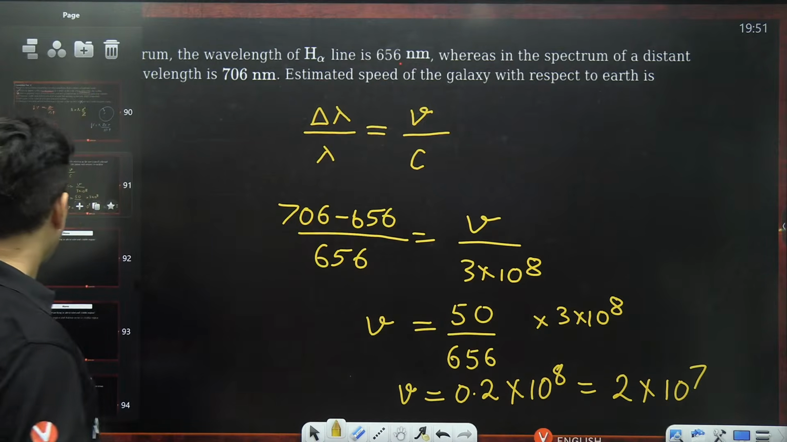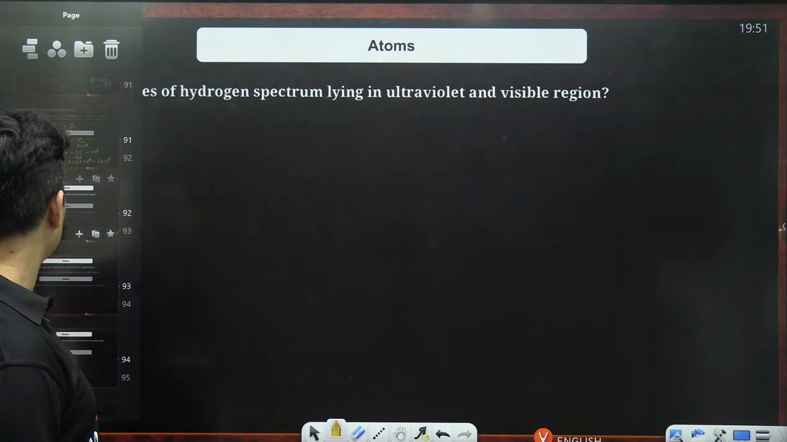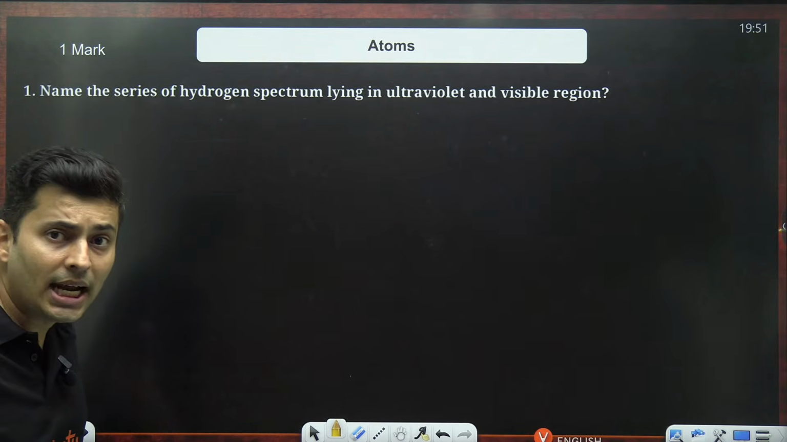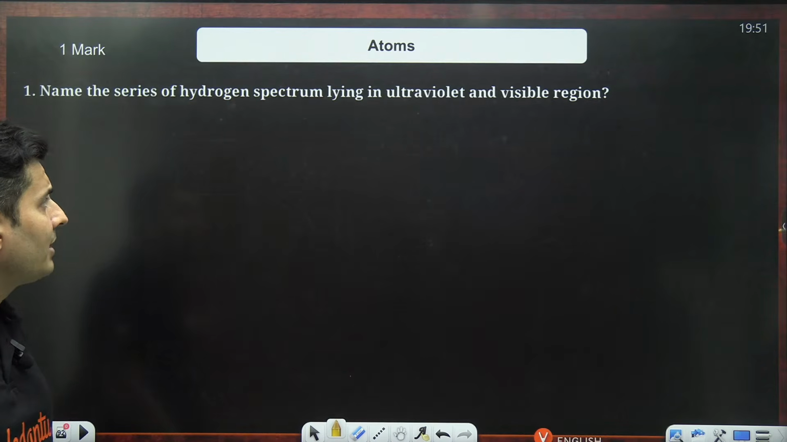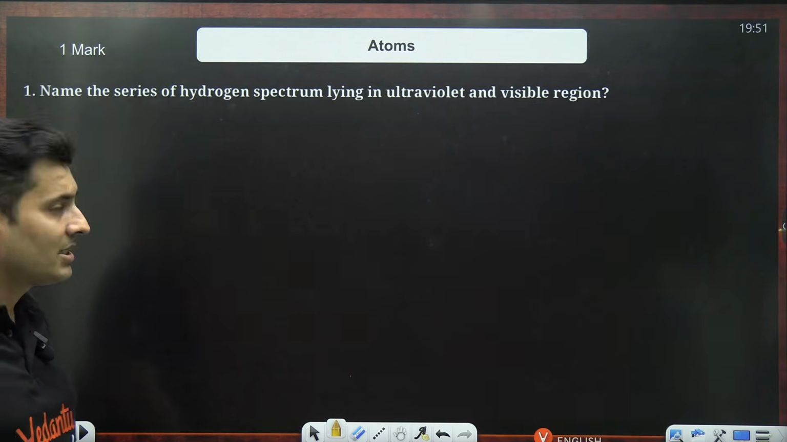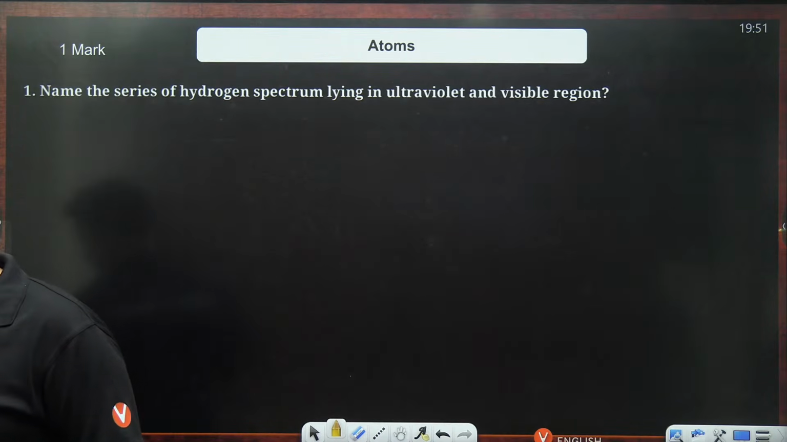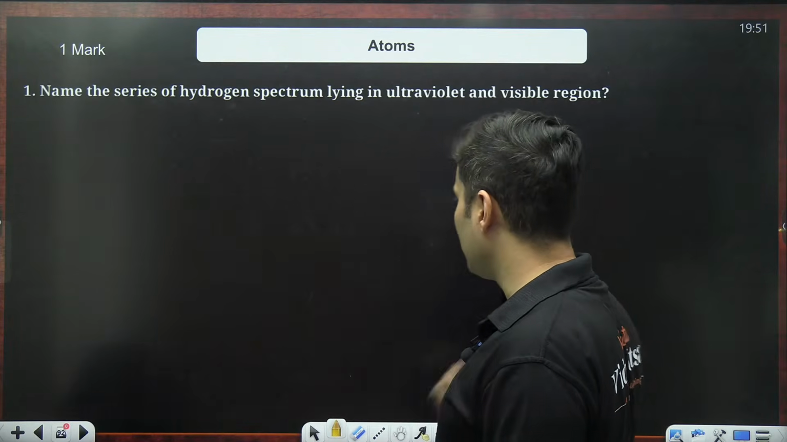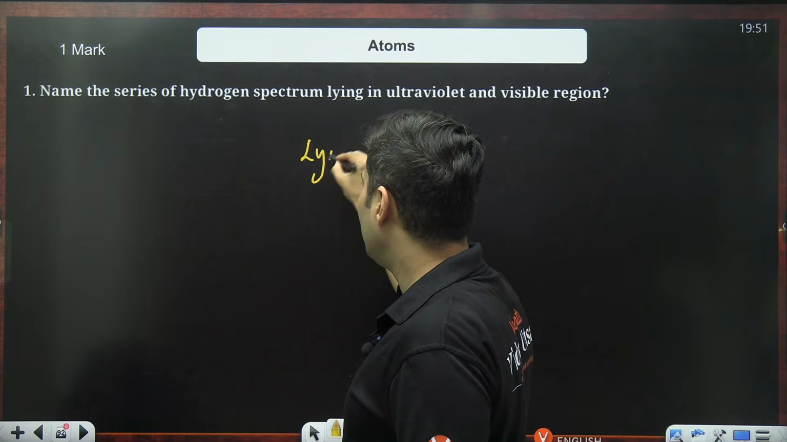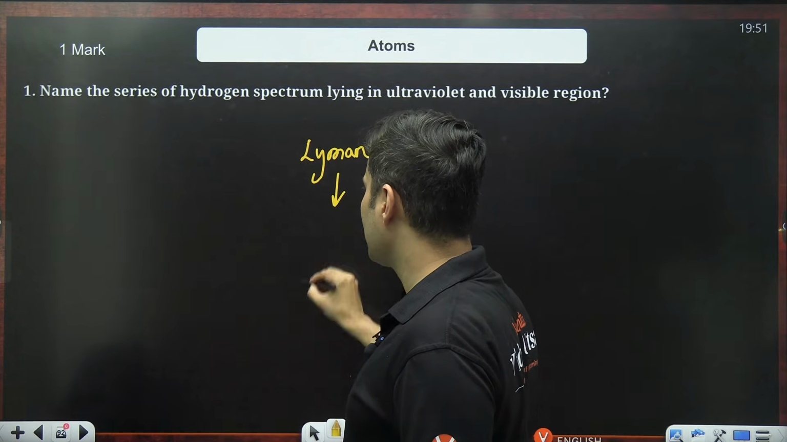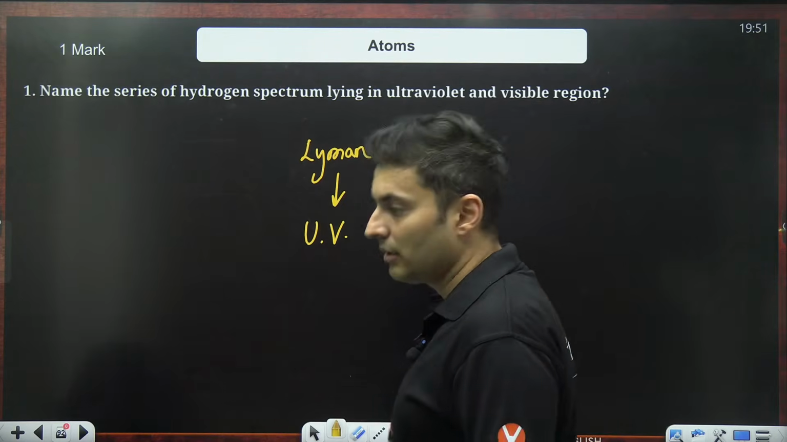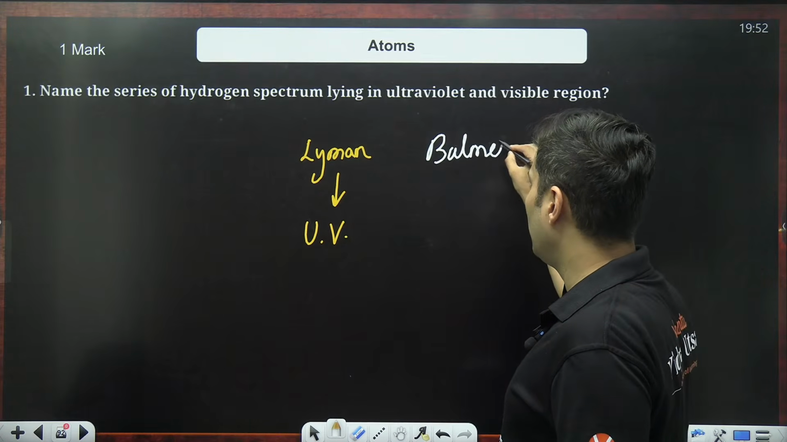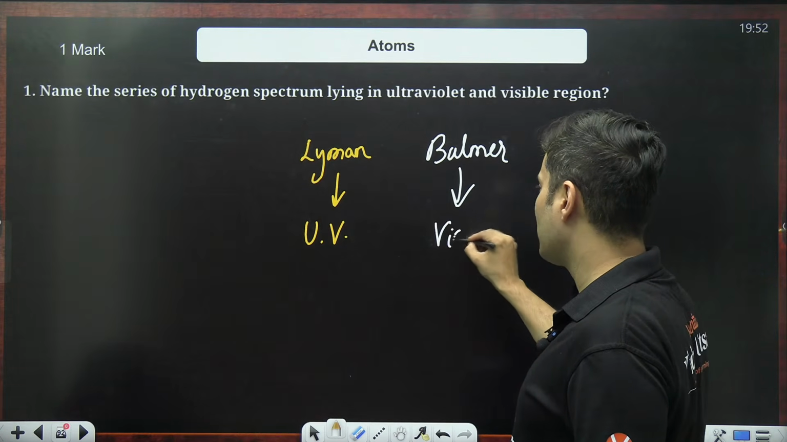Yes, option B. All right, moving on to the next one. Name the series of the hydrogen spectrum lying in the ultraviolet and visible region. Ultraviolet and visible region. Yes, come on. Which one is in the ultraviolet and which one is in the visible region? Lyman, Balmer, Paschen. Lyman is the ultraviolet one. Balmer is the visible spectrum one.